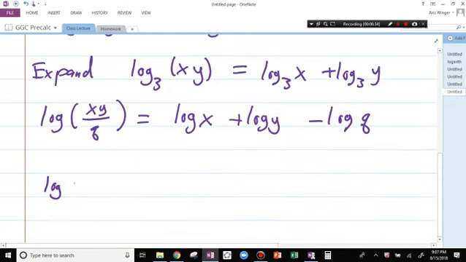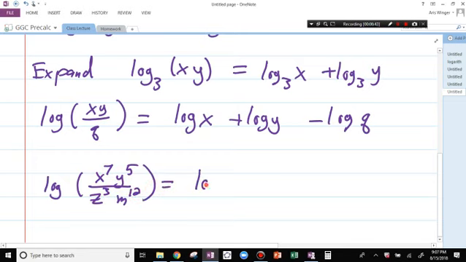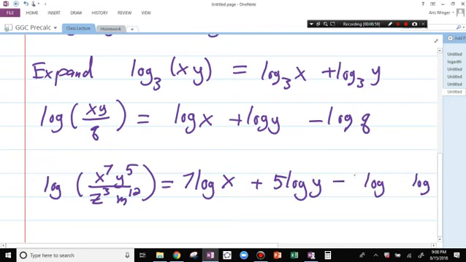So the log of x to the 7th, y to the 5th, over z to the 3rd, m to the 12th, turns into 4 logs: 7 log x plus 5 log y minus 3 log z, minus 12 log m. It's a minus, right. 12 log m. Good.